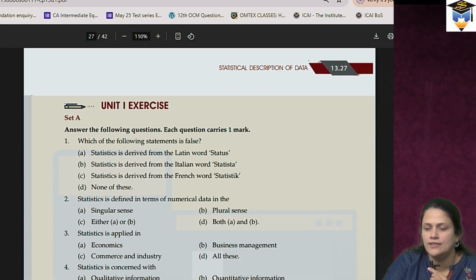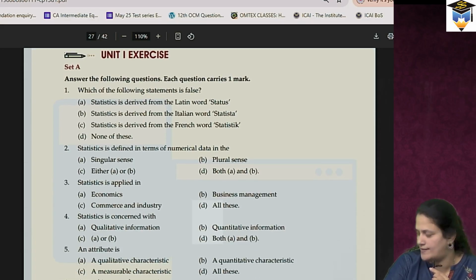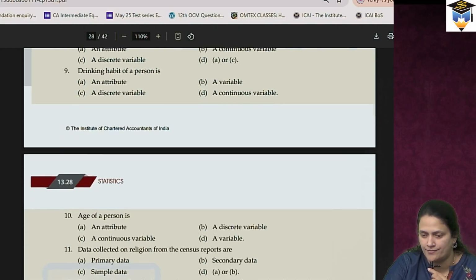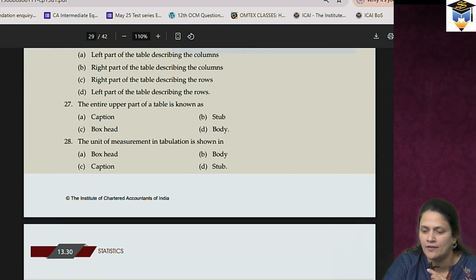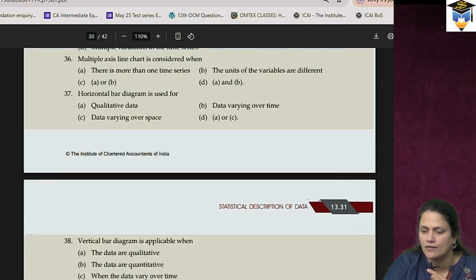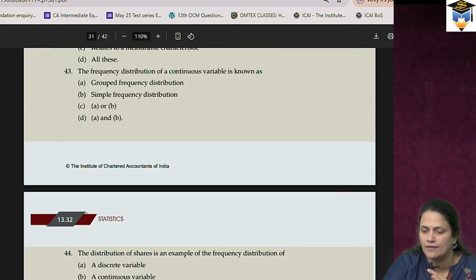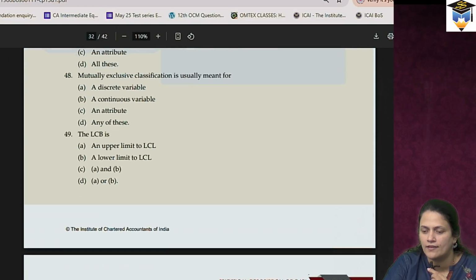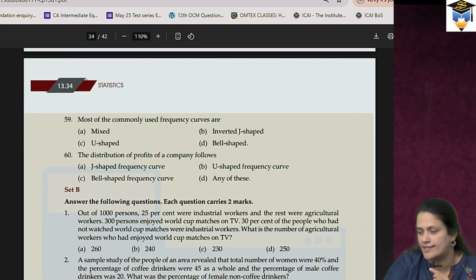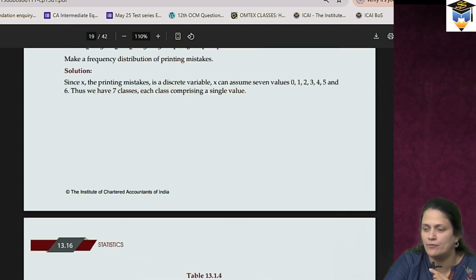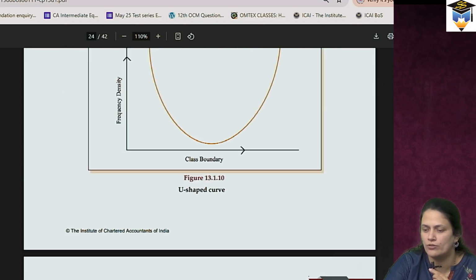Now, let us solve the exercise. So now, how many questions are there? Let me check. Total questions for this part, A part, are only 60. So do it fast. Now 1 to 10, I'll give you some time to solve 1 to 10. I'll show you 1 to 10. Wait.